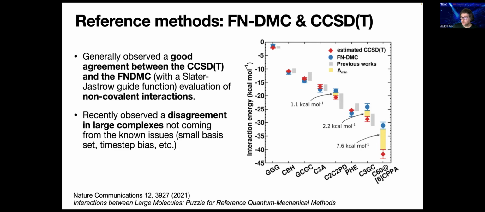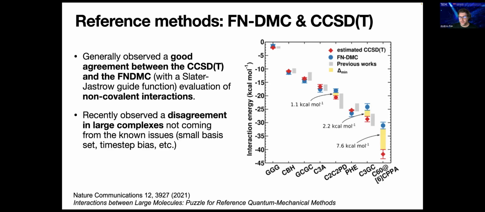Coupled cluster is used for smaller molecules typically because the cost scales differently with the size of the system. So coupled cluster is cheaper for small systems. Quantum Monte Carlo is cheaper for larger systems. And in between, one sees the agreement, but recently there is a paper that showed that there are some systems where there is quite big disagreement, and it is unclear where it's coming from.